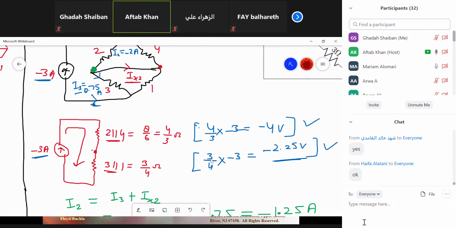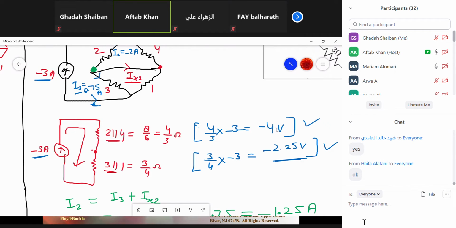Similarly, look at the other one. I am simply applying Ohm's law: voltage equals resistance multiplied by current. So 3 over 4 multiplied by -3. When you solve it, you will get -2.25. So this way we calculate the voltage across here and voltage across here. Both are negative because the value is given negative. So no worries, you just keep using the same.